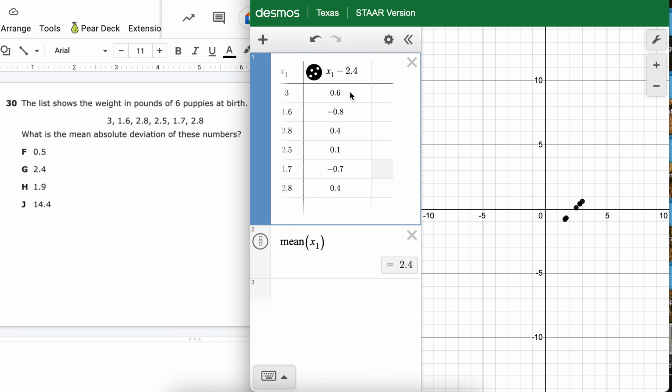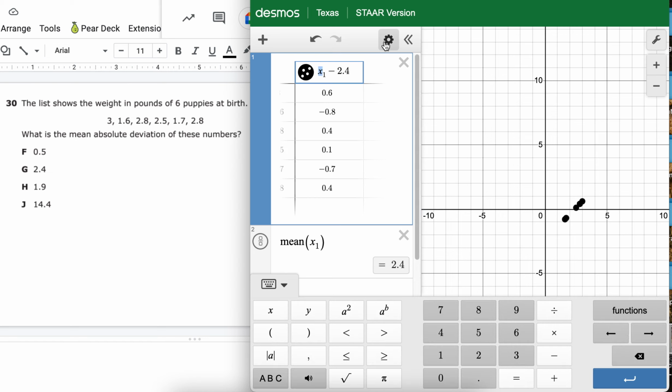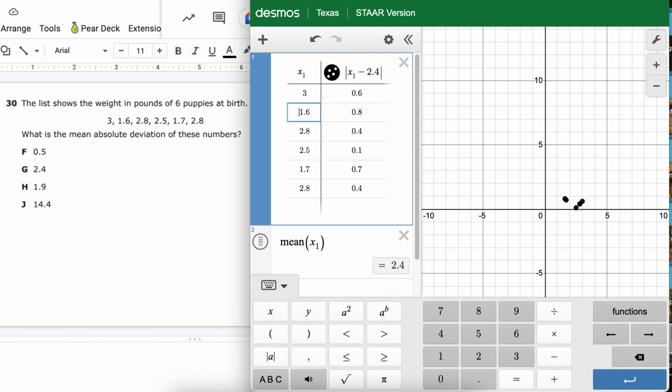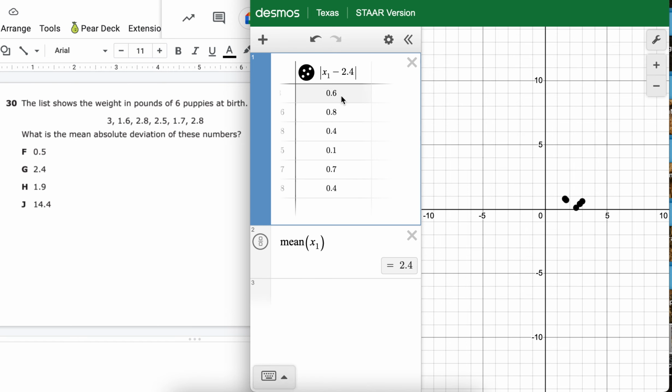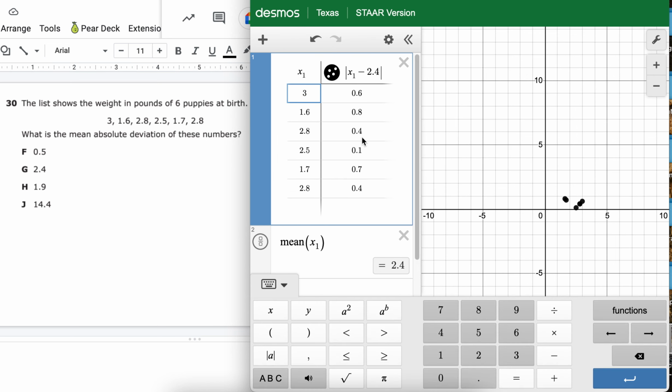So 3 is 0.6 pounds bigger than 2.4. 1.6 is 0.8 pounds smaller. That's cool. So what if I wanted to know the distance from 2.4, not thinking about whether it's a positive or negative direction, but just the distance from 2.4? I could, if I wanted to, put a little absolute value symbol here. And that just tells me how far from the average each one of these values is. So this one is 0.6 away, this one's 0.8 away.